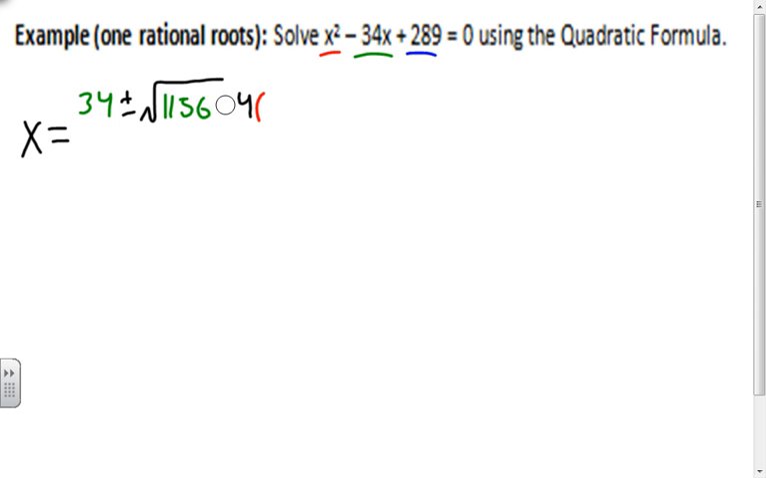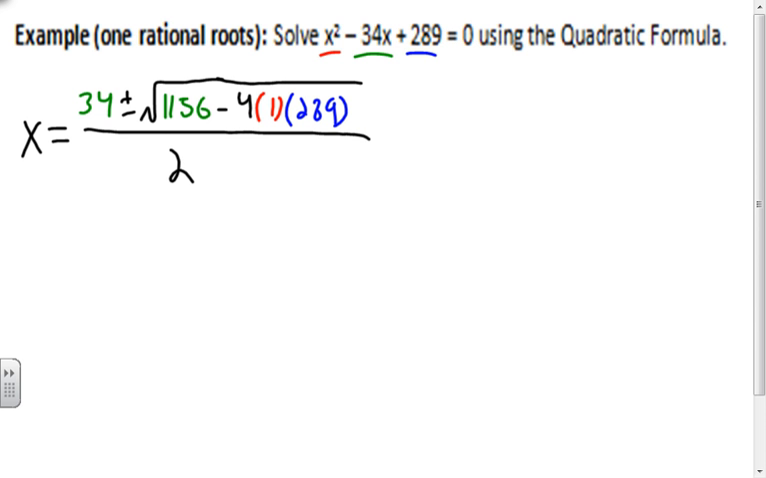Oops, it should be minus 4 times a, which is 1, times c, which is 289. All of that over 2 times the value of a.